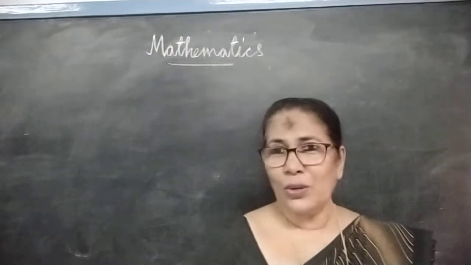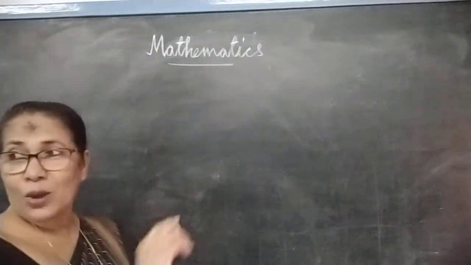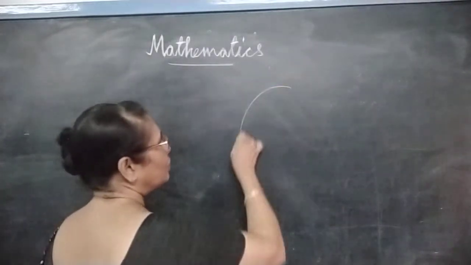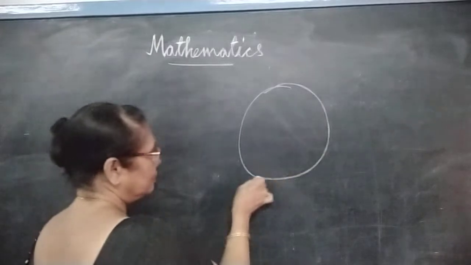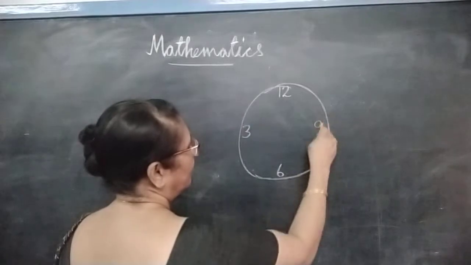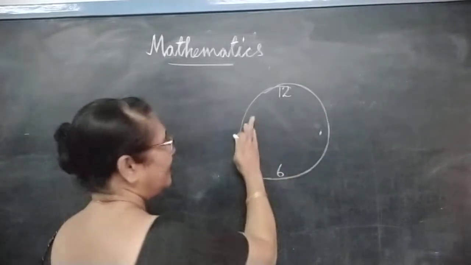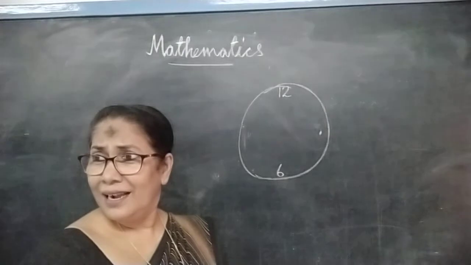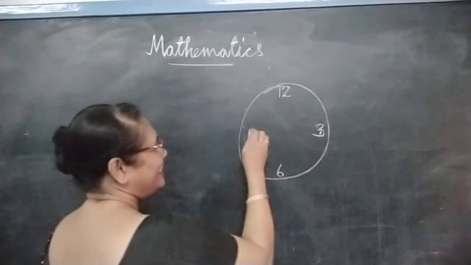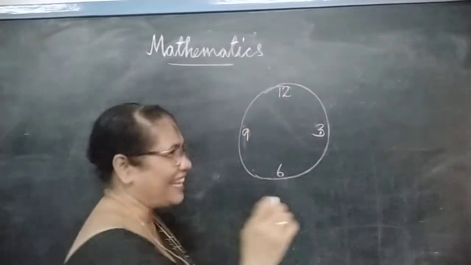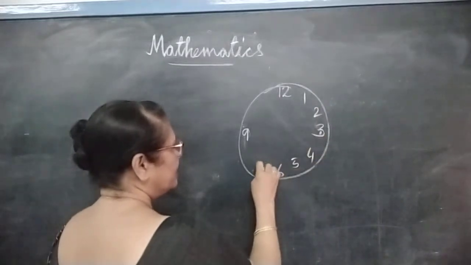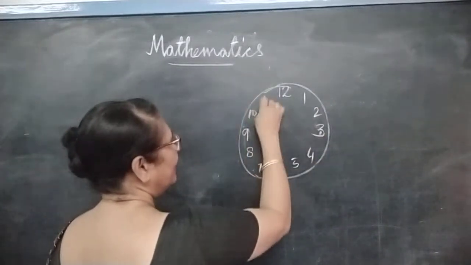So how do you draw the hand? Now I will draw the clock here. You must tell me where I should draw the hand. Okay. Now this is the clock I am going to draw here. 12, 6, 3, 9. I know that I wrote wrong. 3, 9. So you are very clever. 1, 2, then 4, 5, 7, 8, 10, 11.